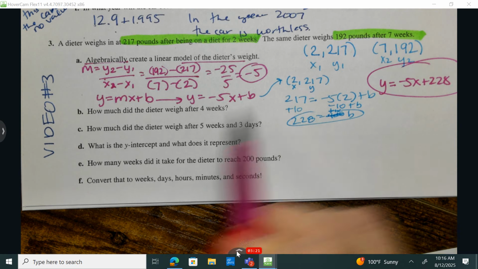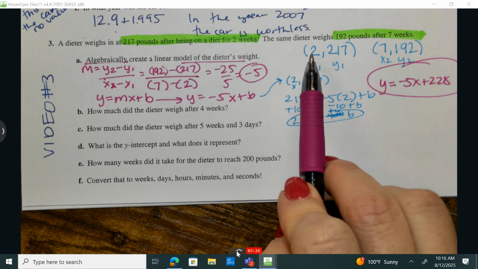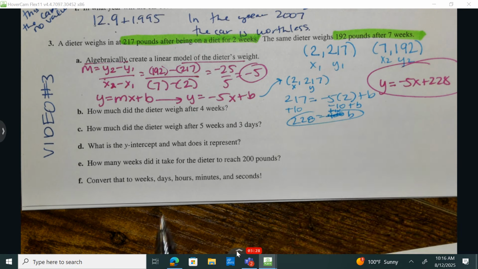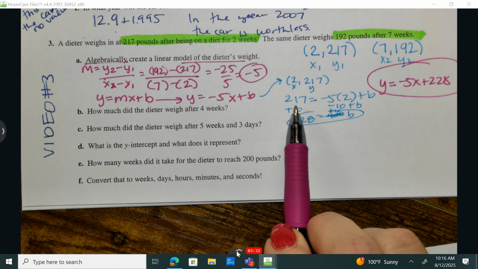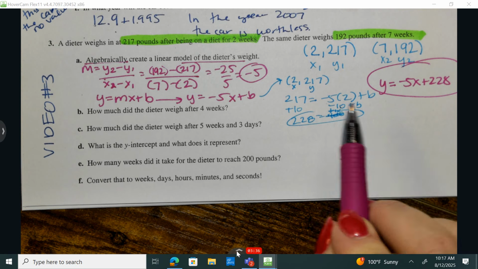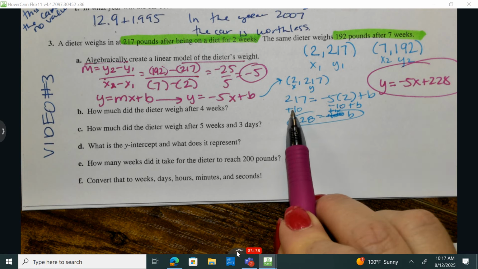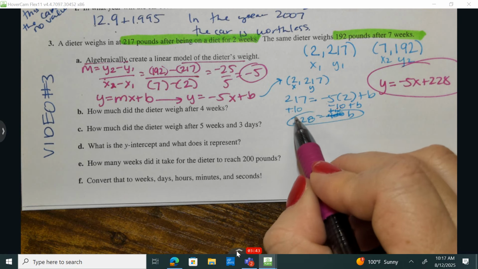Sure. So did you understand how I was able to achieve negative 5? Yeah. So then you choose either ordered pair. So I chose 2 and 217. 2 is going to be replaced for the x. 217 is going to be replaced for the y. Negative 5 times 2 is negative 10. And if I want to move negative 10 to the opposite side so that b is isolated, I would add 10 to both sides. 217 plus 10.